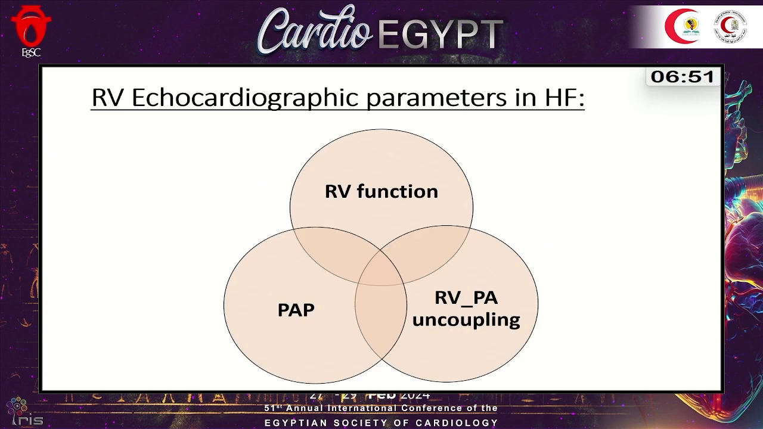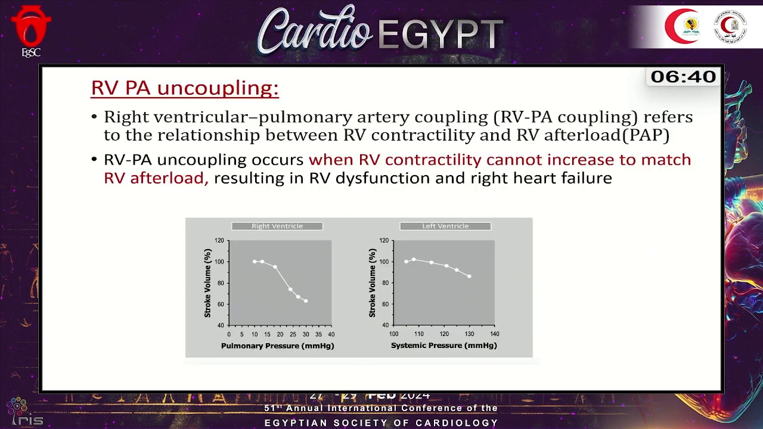Echocardiography. The main core of assessment of the RV in heart failure patients is not only to assess the RV function and pulmonary artery pressure. We should also assess the pulmonary artery RV uncoupling. What is pulmonary artery RV uncoupling? It refers to the relationship between the RV contractility and the afterload. Pulmonary artery RV uncoupling occurs when the RV contractility cannot increase to match the RV afterload, resulting in RV dysfunction, decrease in stroke volume, and right-sided heart failure.